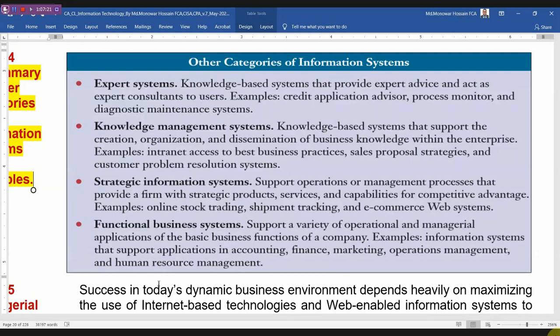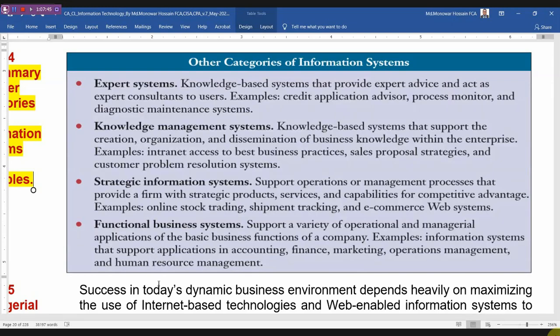And knowledge management systems support the creation, organization, and dissemination of business knowledge within the enterprise, within the organization. Examples are internet access to the best business practices, sales proposal strategies, and customer problem solution systems, etc.